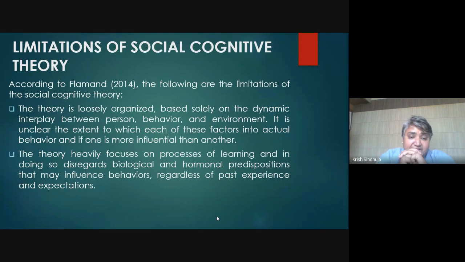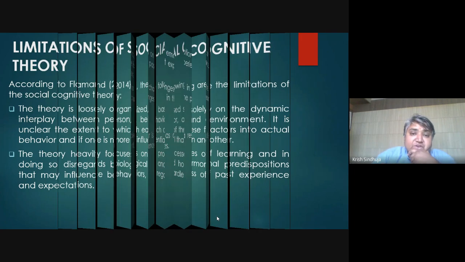And the theory heavily focuses on the process of learning, and in doing so, disregards the biological hormonal predisposition. Means the input is not being acknowledged. So that's one of the limitations. The input means whatever inherited component that we get, based on our past experience, is being marginally ignored. So that was one of the limitations of the social cognitive theory.